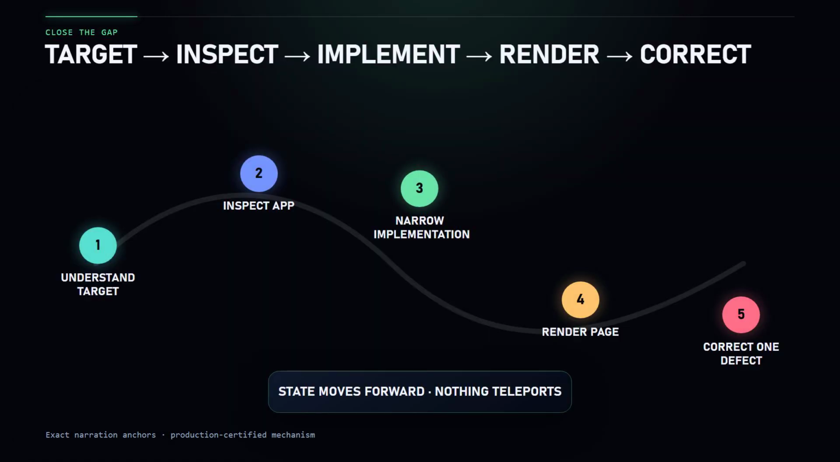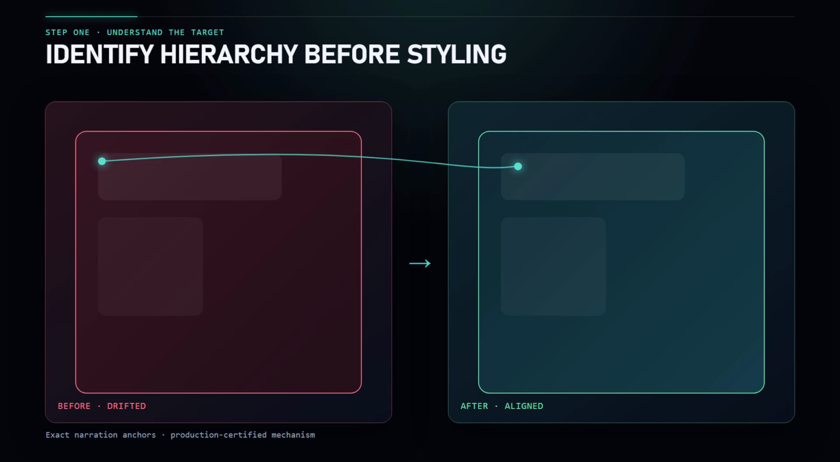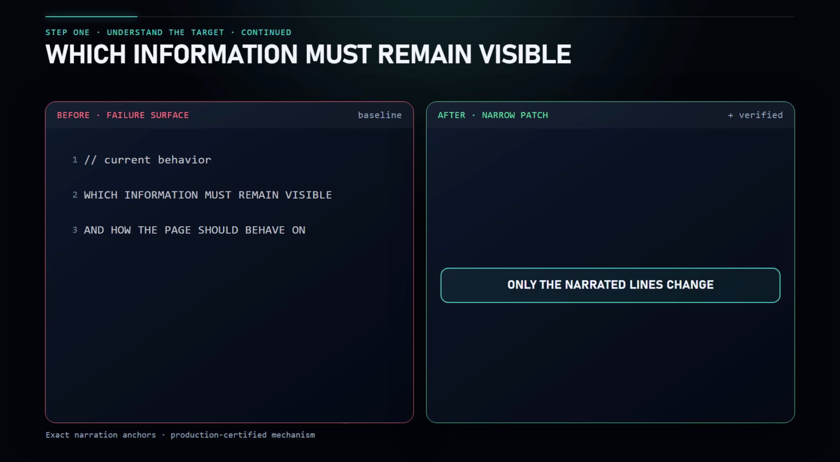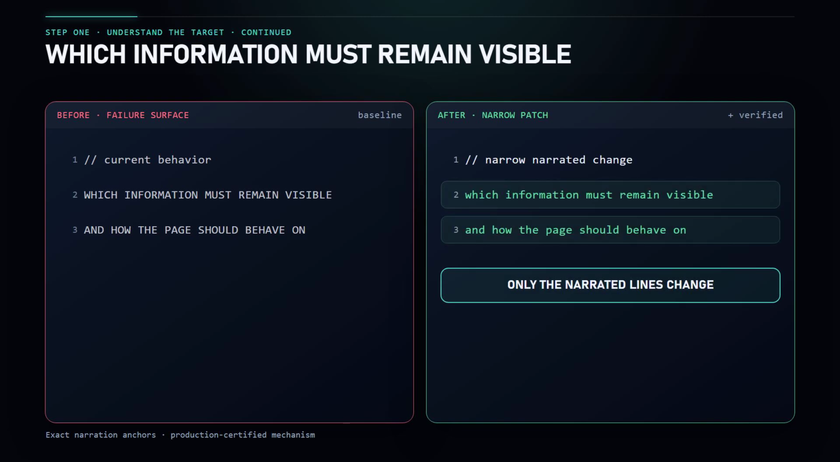The loop should work like this. First, understand the target. That target might be a screenshot, a design file, an existing page, or a plain language description. The model needs to identify hierarchy before styling. What is primary? What is secondary? What action should attract attention? Which information must remain visible? And how the page should behave on smaller screens.